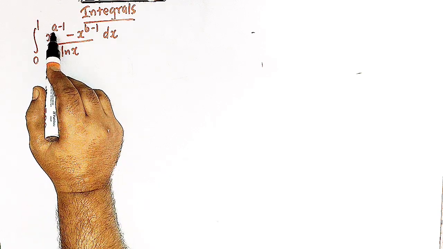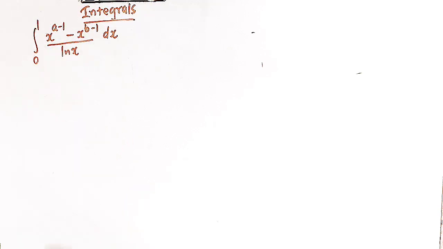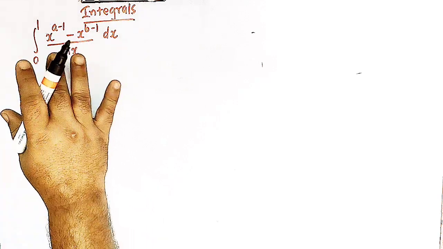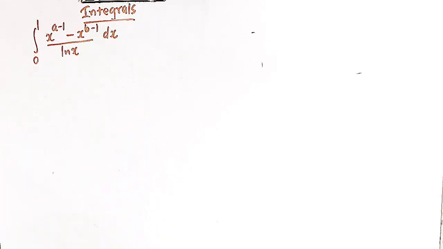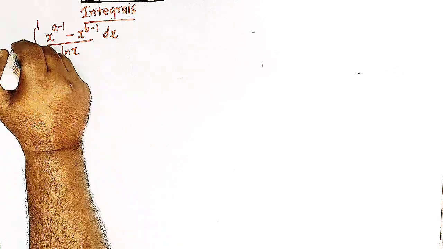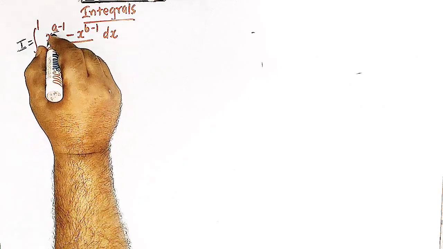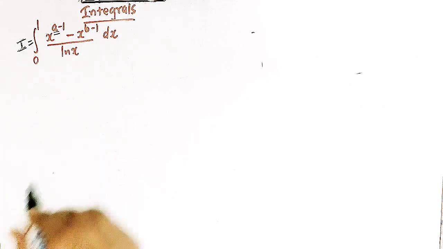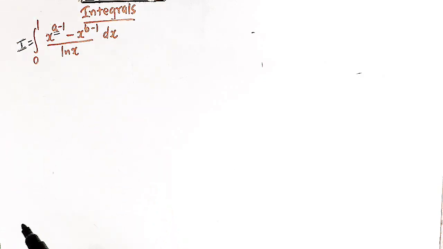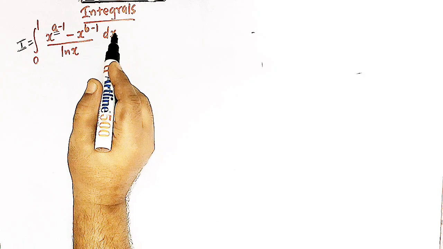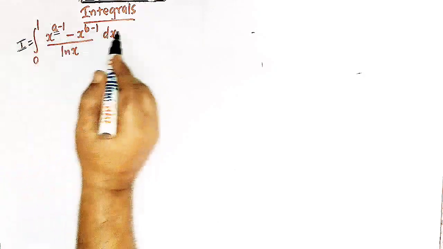So here we can select either a or b as a variable, and the rest of the terms may be considered as constants, right? And then we differentiate this integral with respect to the selected variable. So let us call this integral as I, right? And here we select a as a variable, and the other terms may be considered as constants, right? So we'll differentiate partially with respect to a, both sides, right?